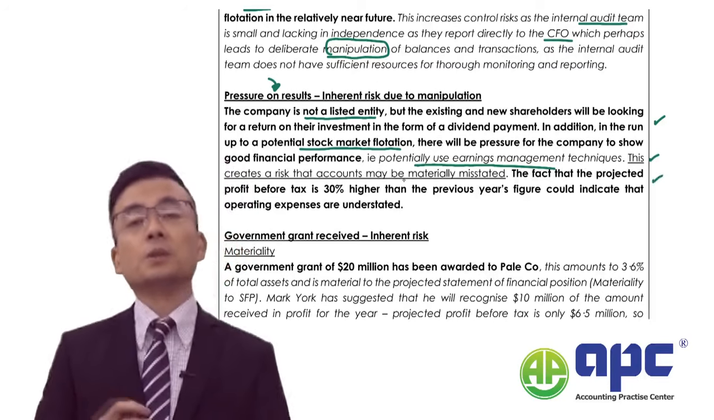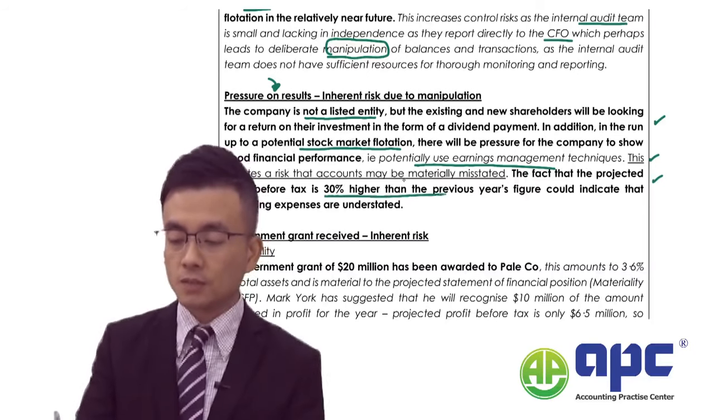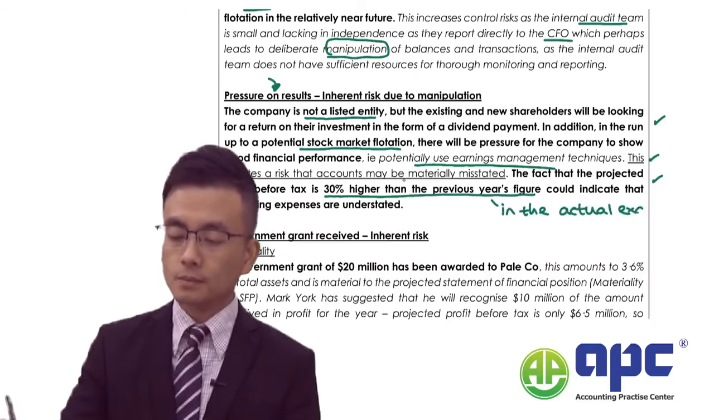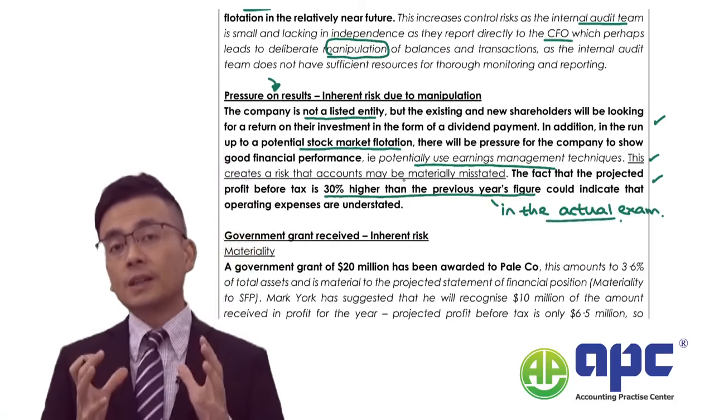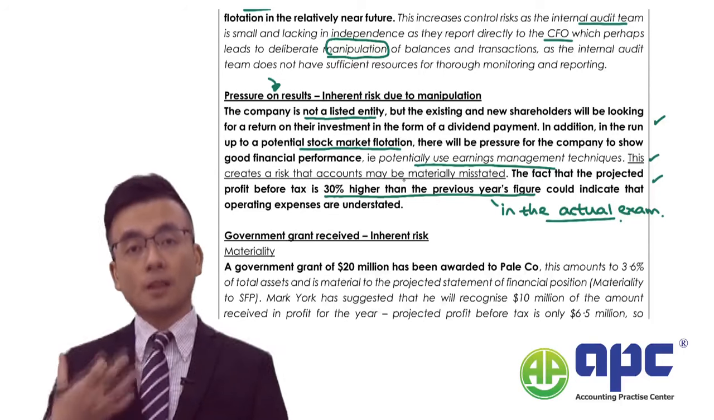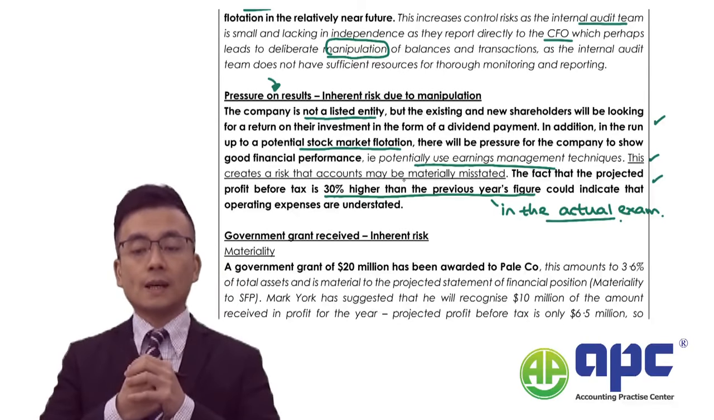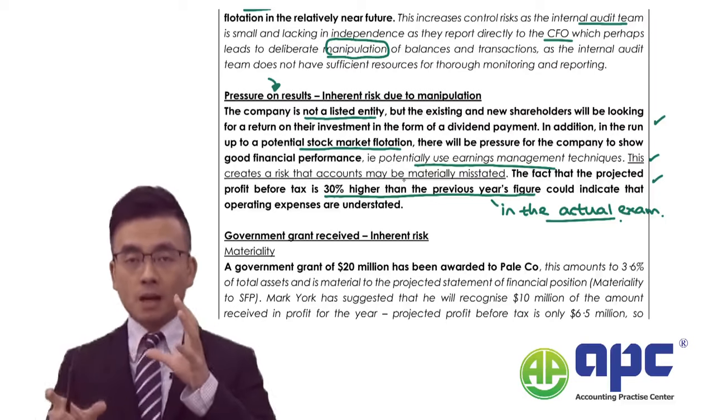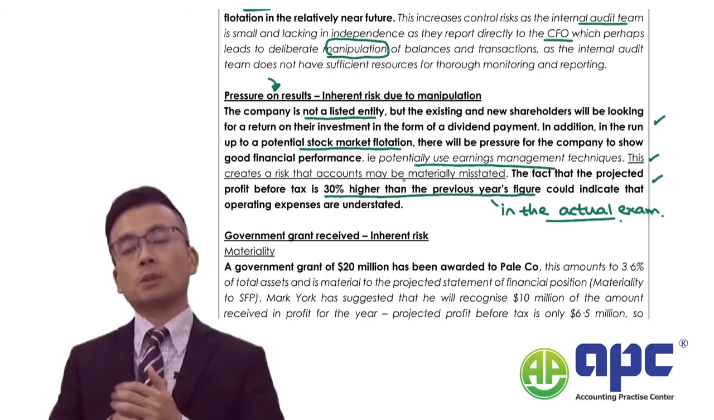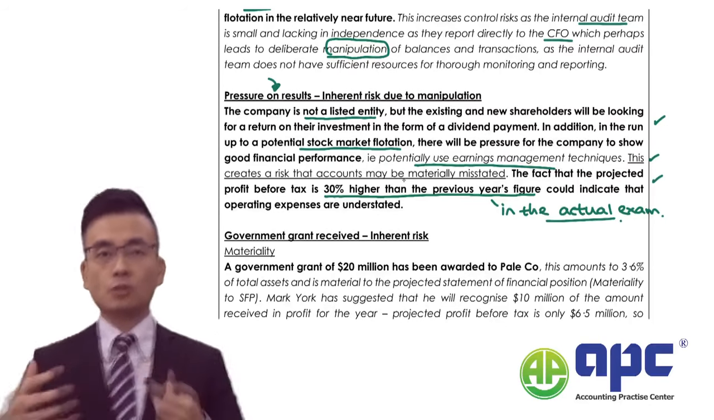So we also need to fulfill the case information as well. So the profit before tax is 30% higher than the previous year's figure in the actual exam. This information is given. And therefore, I wouldn't say that you have done a wrong job, a bad job, but I would say that this is quite a risky area that we need to consider here. Because you have the pressure to obtain listing onto the stock exchange, you may use techniques to manage your profit, in other words, earnings, and your accounts may be materially misstated, and we've got the supplementary information from the case that your PBT is 30% higher than the previous year's. Okay, so pressure on result.